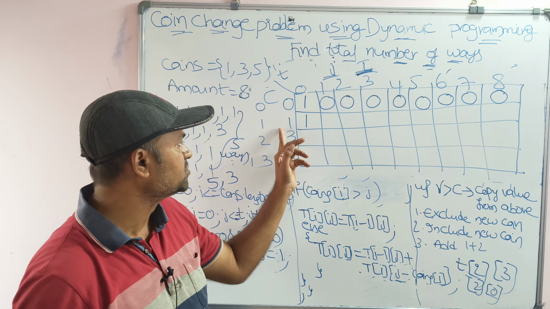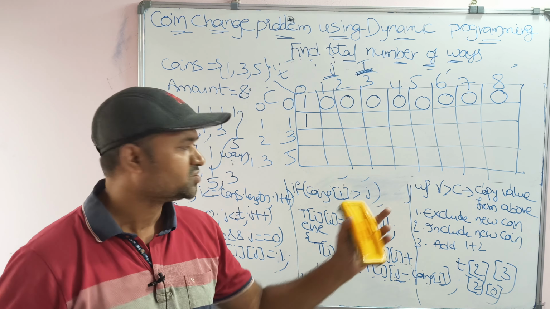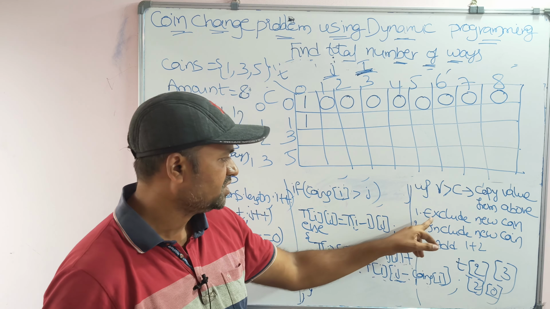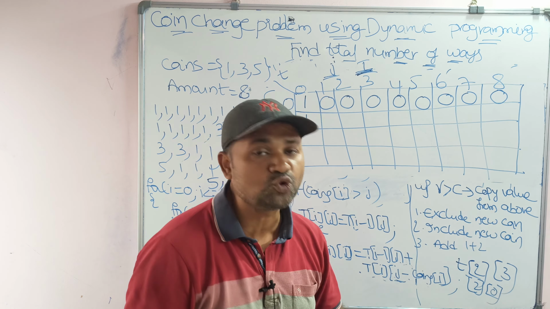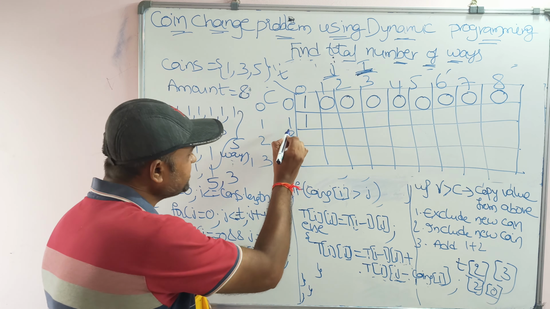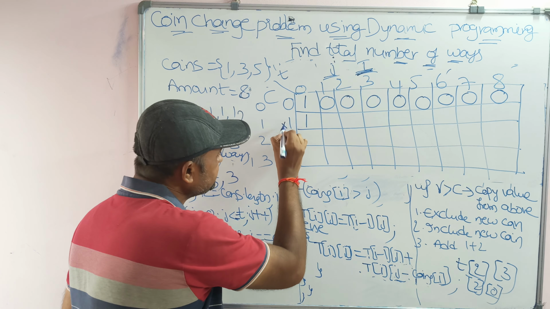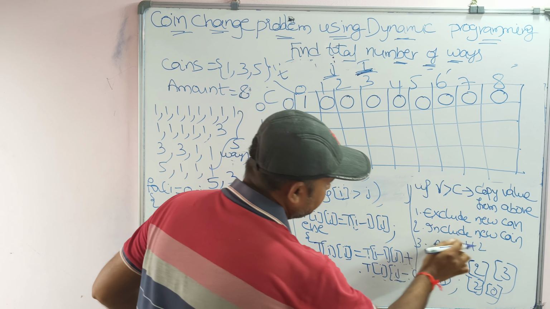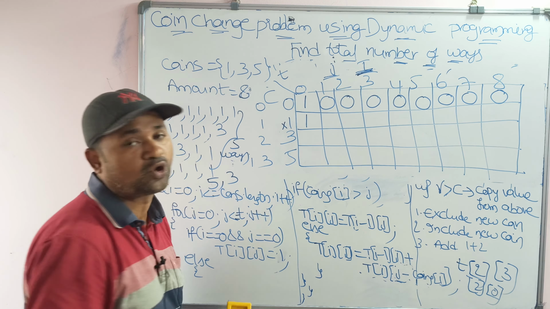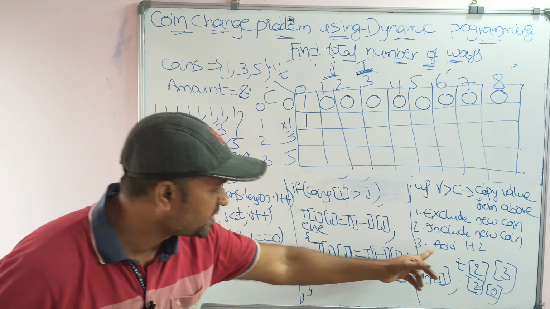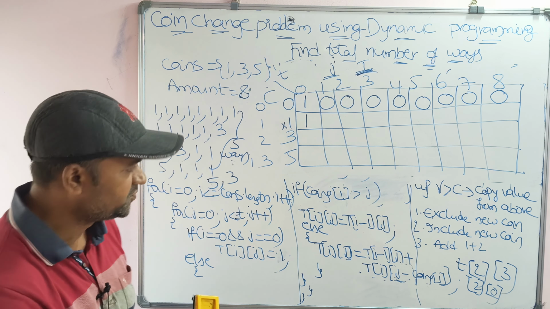Next, cell 1 1. The row value is 1 and the column value is 1. So 1 greater than 1, the condition is false. So let us use these 3 rules. The first rule is exclude the new coin. What is the new coin? This 1 is the new coin. So we have to exclude this 1. Second step, include the new coin. That means we have to include this 1 also. The third step, add 1 and 2. So let us see that.